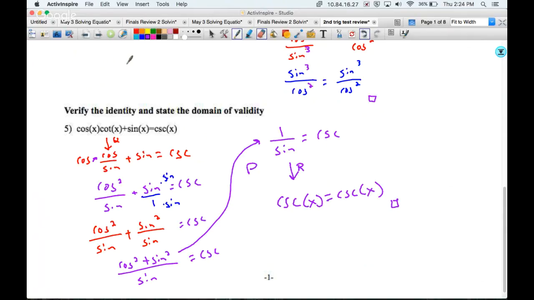Draw your little box. Domain of validity. Above each of these, I'll write the ratio. Cosine is adjacent over hypotenuse. Cotangent, adjacent over opposite. Sine, opposite over hypotenuse. Cosecant, hypotenuse over opposite. Opposite is the only one that appears in the denominator. That means that x cannot equal n pi, where n is an integer. All right.